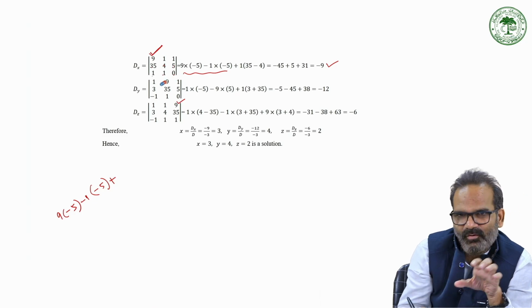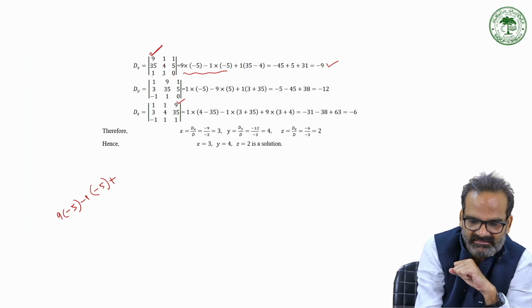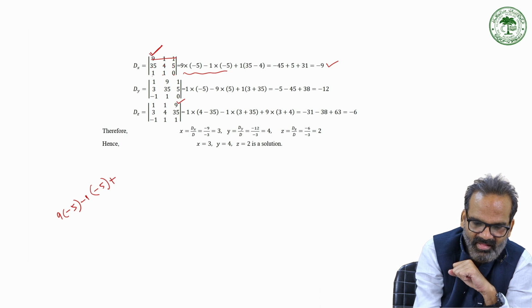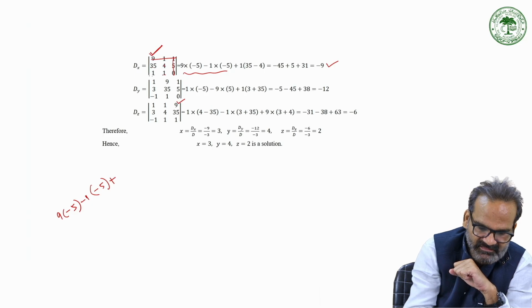Delete the row and column in which 1 lies. So, 1 lies in the first row and third column. What is left? 3 into 1 is 3, 5 into 1 is 5, 4 minus 1 is 4. So, 1 times (3 minus 4).